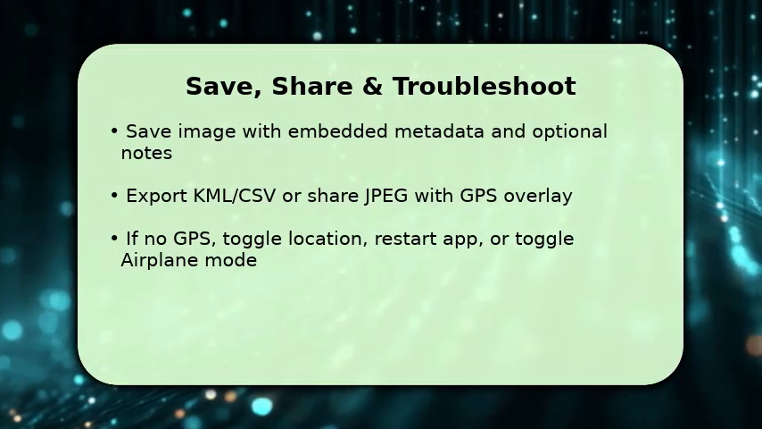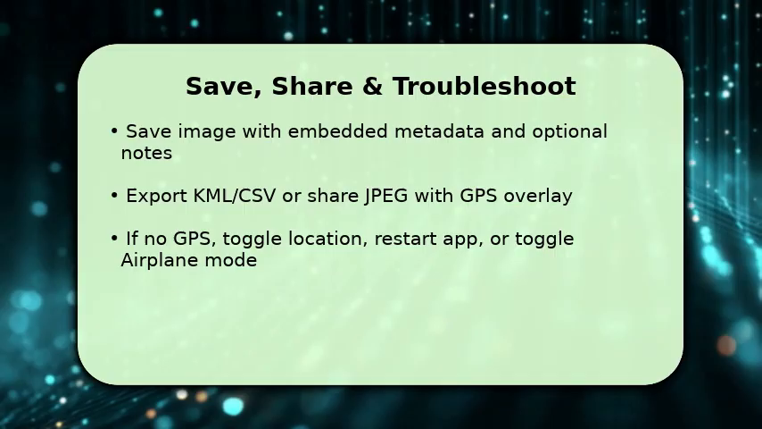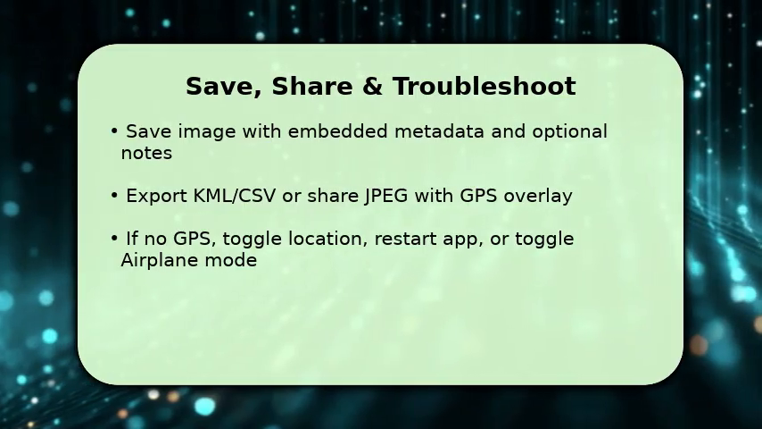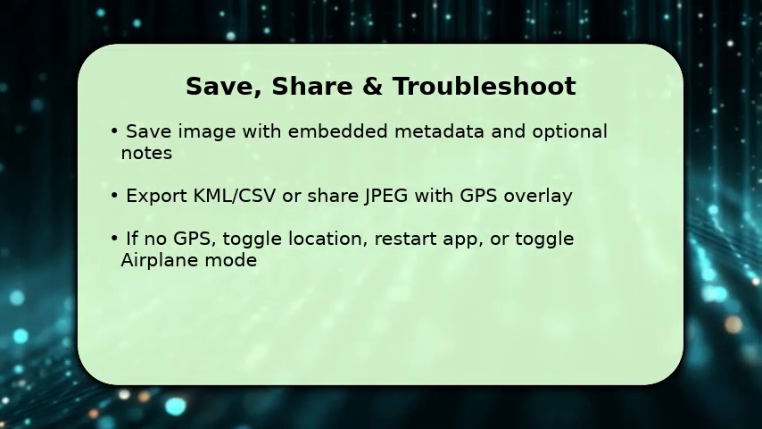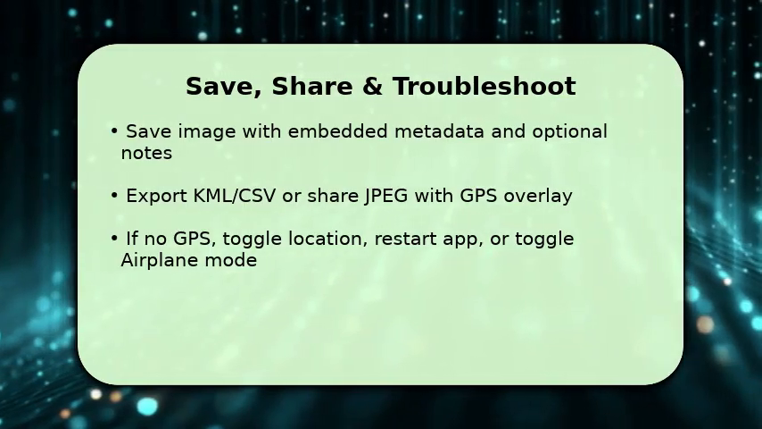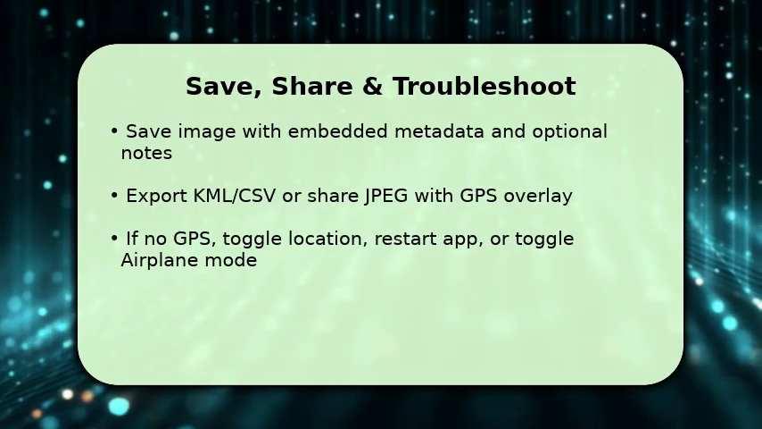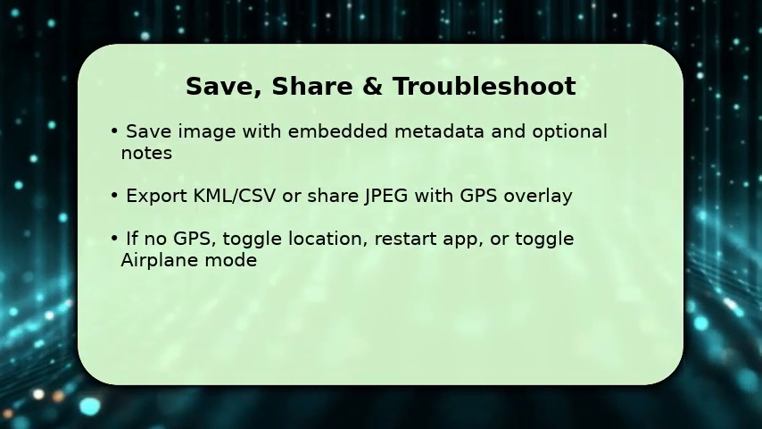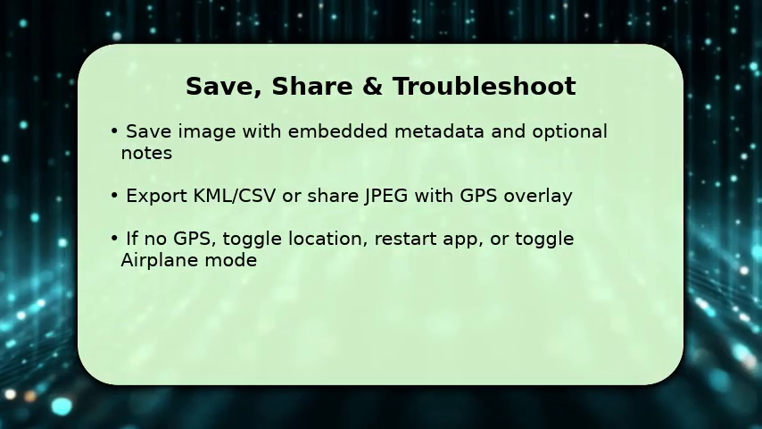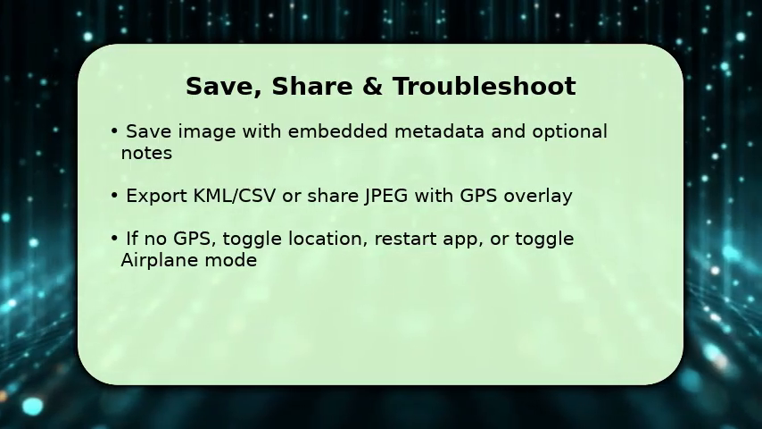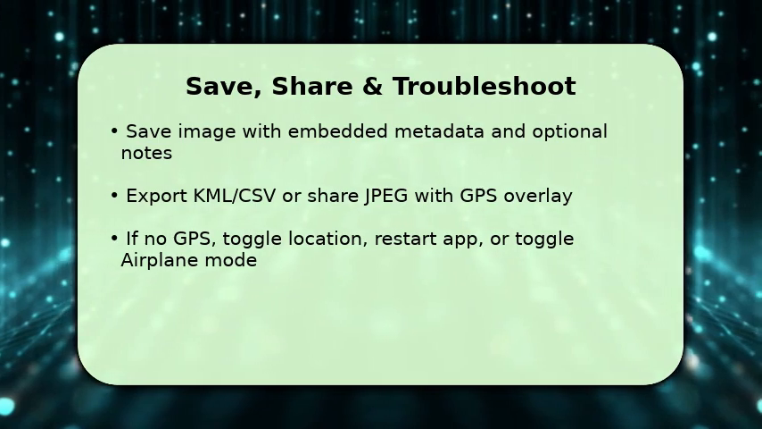If the app fails to record location, try toggling location services, restart the app, or cycle airplane mode to refresh signals. If problems persist, restart the phone. This usually clears stale GPS locks and restores accurate geotagging, so you can continue capturing reliably.